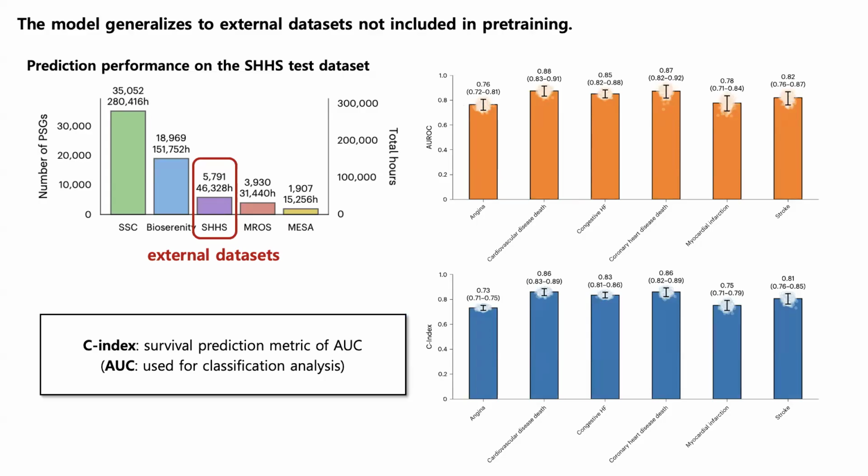The C index is the survival prediction counterpart of the AUC score. And AUC is simply what we use for classification analysis. This kind of performance is shown from the Sleep FM model. The x-axis means the types of disease. Yeah, right. It's not for sleep disease, just general disease.